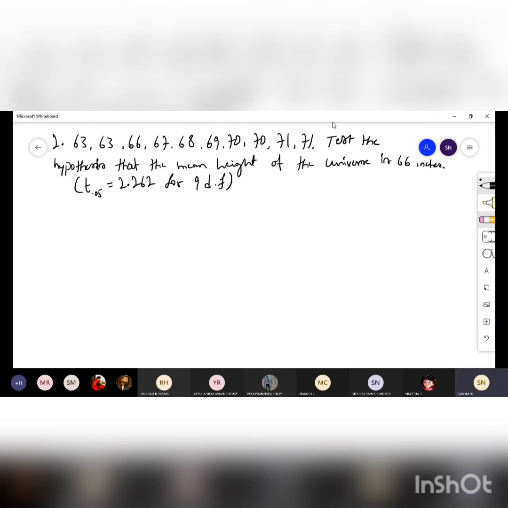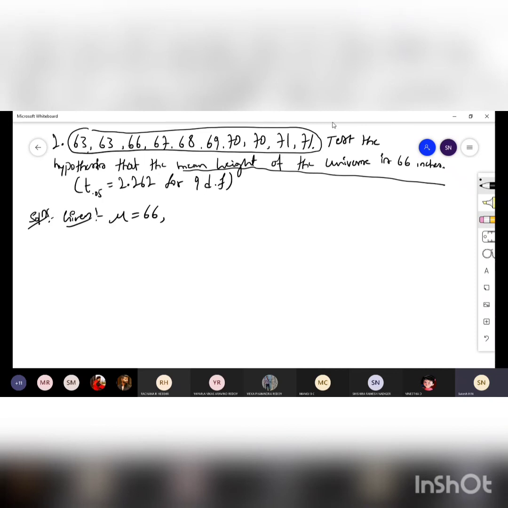So here from the data what they given, solution. So what are the points given here? That is the universe, the mean height of the universe is 66 inches. That means mu is equal to 66. And the total number, how many numbers they given? So 1, 2, 3, 4, 5, 6, 7, 8, 9, 10. Therefore n is equal to 10. Already we got the 2 points. So n is equal to 10 and mu is equal to 66.